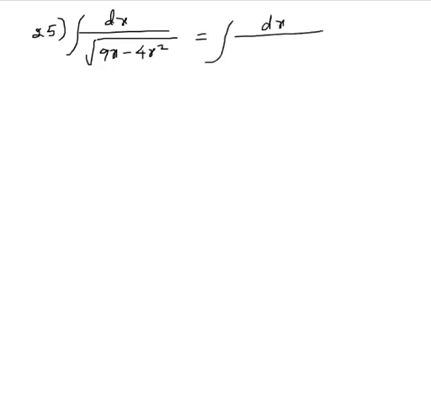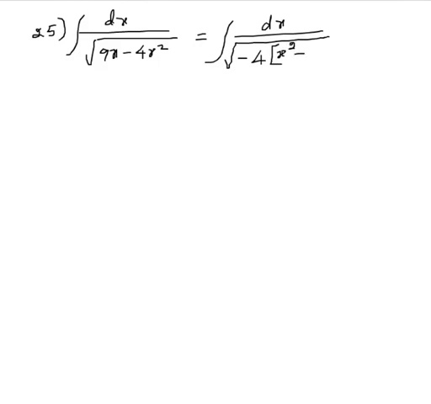Question number 25. Dx divided by root of 9x minus 4x square. Let us take minus 4 out. Outside the expression, I am not taking it outside the square root. Negative sign cannot be taken outside the square root. 4 can be taken.